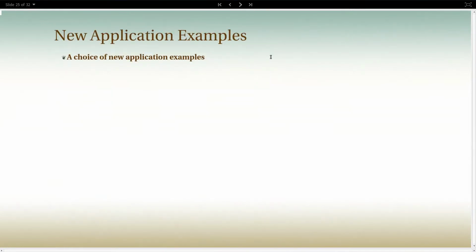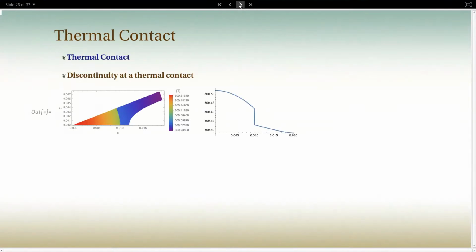There are a couple of new application examples I wanted to mention, and I've given just a small choice of these new application examples. If you look in the documentation, you'll find a few more. So here's a new application example, a thermal contact, where we have a very thin gap between these two materials. This is heated, and we'll see that there is a discontinuity at this gap. That's the resulting temperature plot. So this is, if you want to work with discontinuities, that's probably something that's of interest for you.